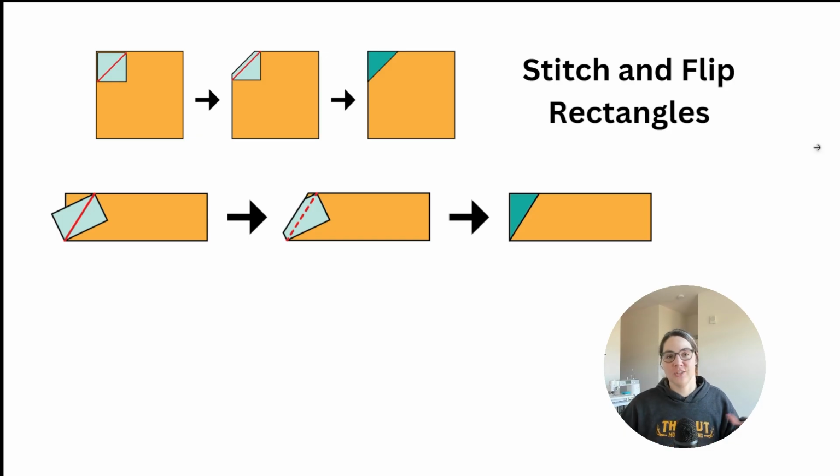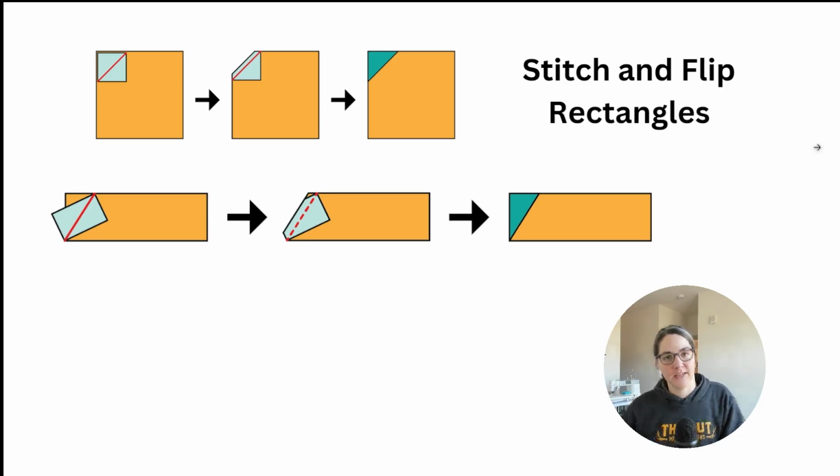So it works just like stitch and flip squares, only there are some nuances to how you have to orient this rectangle, because now you start to get right-handedness and left-handedness in your pieces, similar to what you get with half rectangle triangles, which are a very similar technique. Basically, you take your rectangle, draw on that diagonal, align it, stitch on the diagonal, trim away the excess, and then flip open.